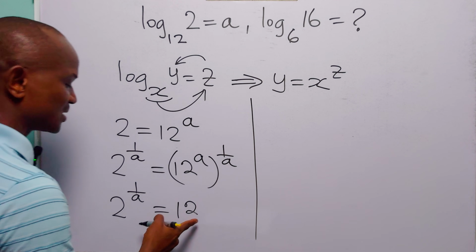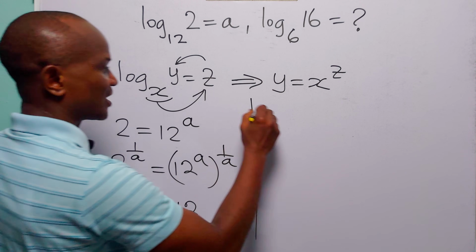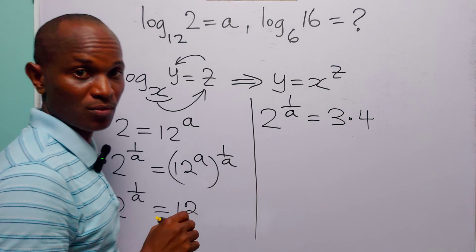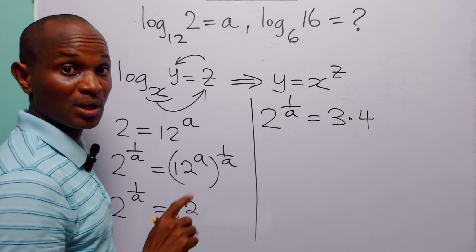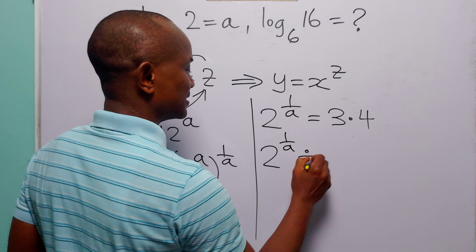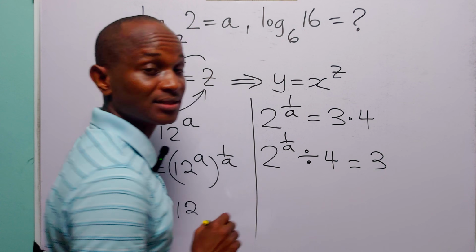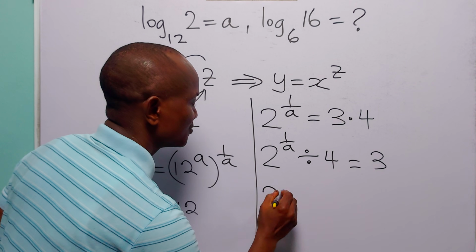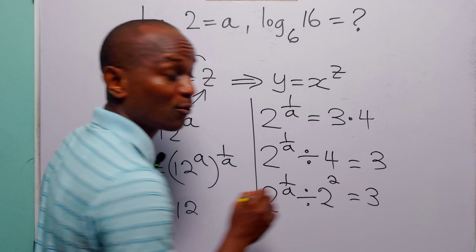Now, the next thing we are going to do is that we will express 12 as 4 times 3. So we have that 2 to the power 1 over a is equal to 3 times 4. Now, let us divide both sides of this equation by 4. When we do that, on the left-hand side, we have 2 to the power 1 over a divided by 4. And of course, on the right-hand side, we now have 3. Of course, you know that 4 is 2 squared. So here we have 2 to the power 1 over a divided by 2 squared, and this is equal to 3.